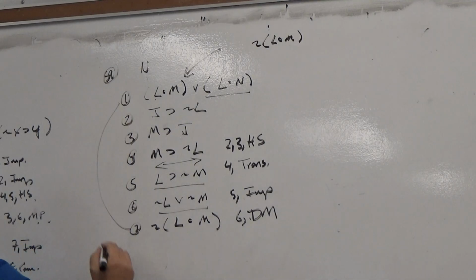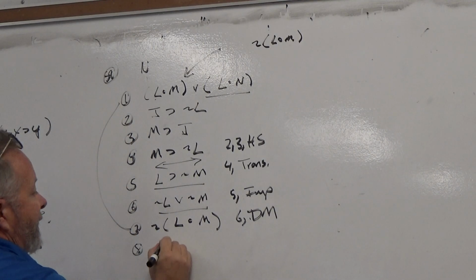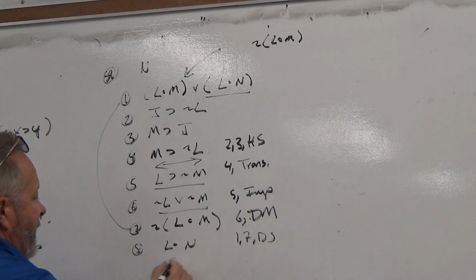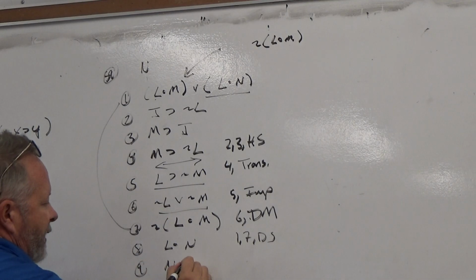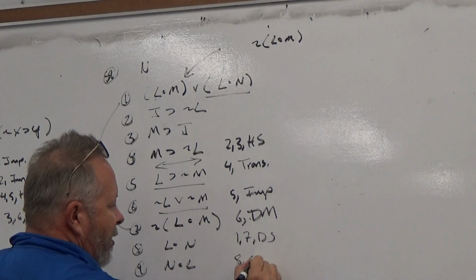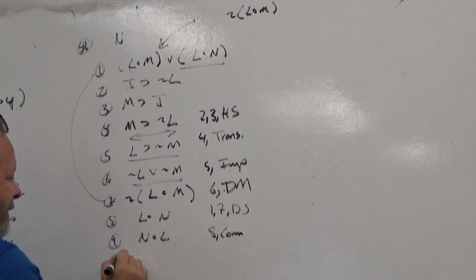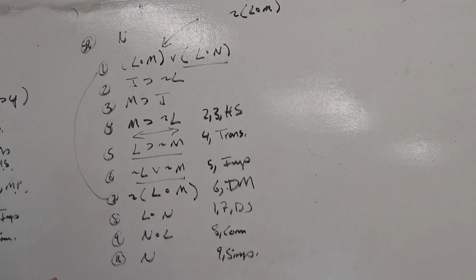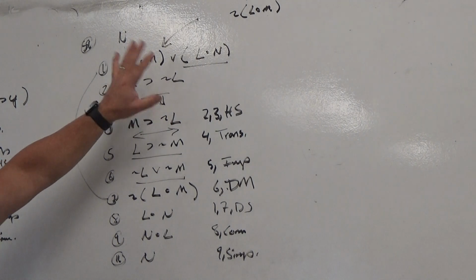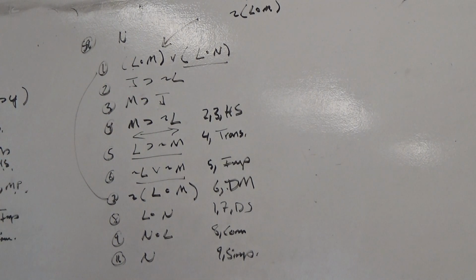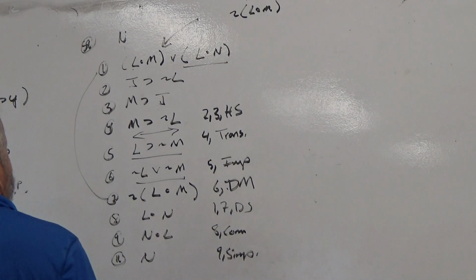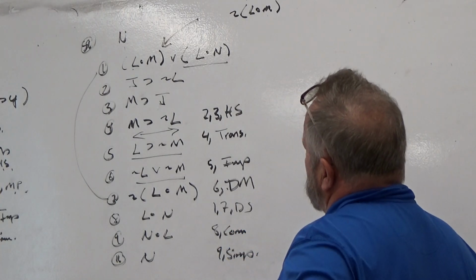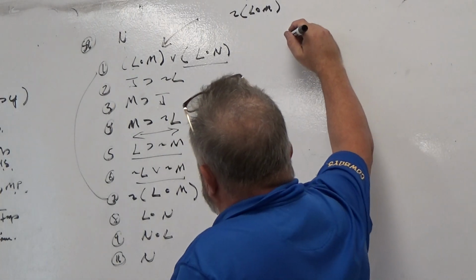Now I can do a disjunctive syllogism, and I get L and N, 1 and 7, DS. It's on the wrong side, so flip it over, N and L from 8 by commutation, and 10 is N from 9 by simplification. So that worked out pretty nice and easy, and I'm sure if we did the distribution thing backwards, we could get to the N is valid. But I don't think you want to see me do the same problem twice.